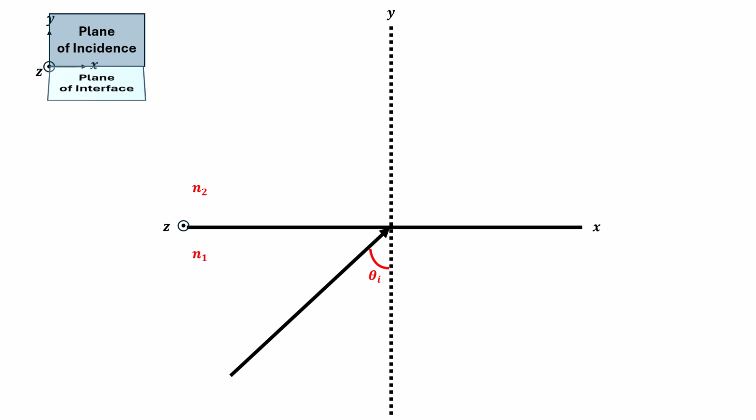Intuitively, what will happen is that this incident wave, when it hits the interface, will either reflect with an angle theta r, or be transmitted into the second medium here. We can say either transmitted or refracted, so this is called the refracted wave.